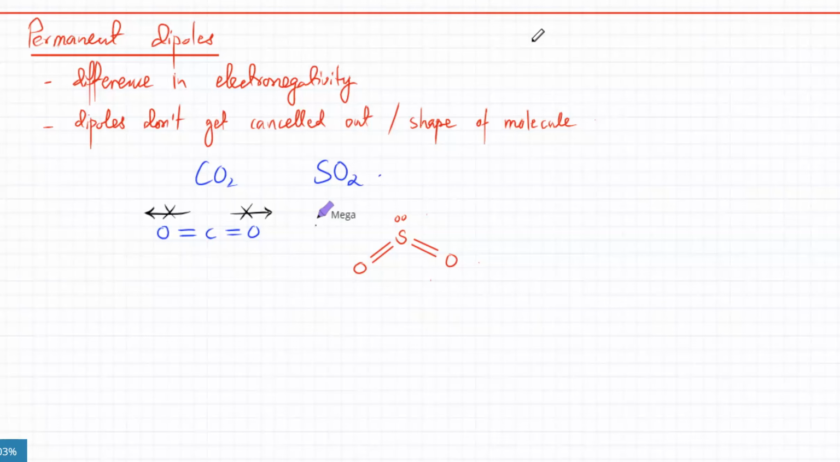Yes, sir. Okay, but remember, the shape matters. So this is going to be a non-polar molecule.